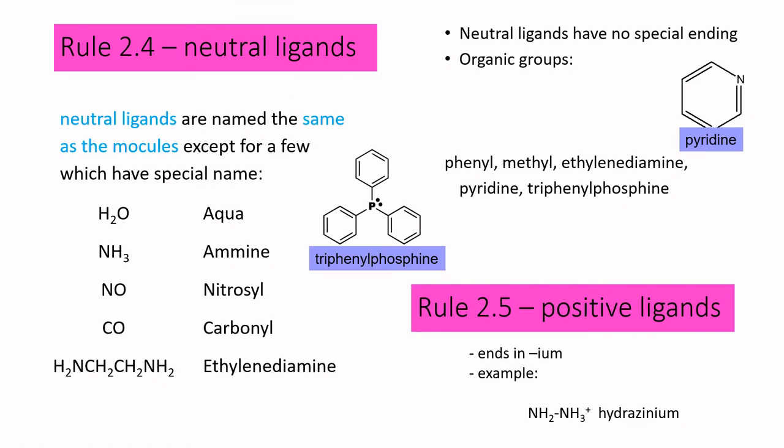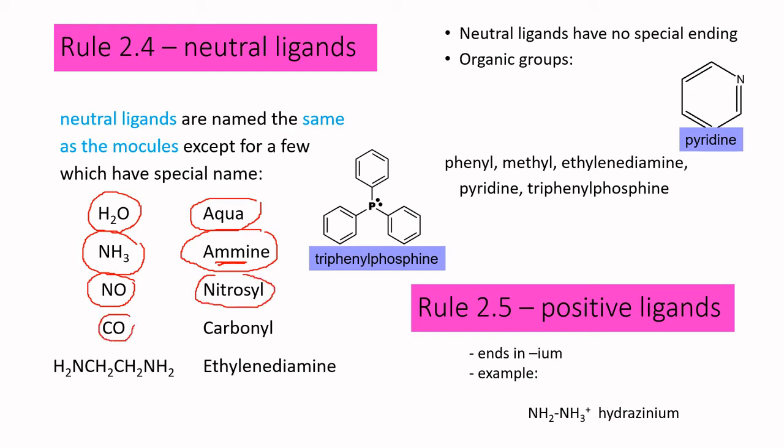Okay, next we go to rule number 2.4, which is the neutral ligands. Neutral ligands are named the same as the molecules, except for a few which have special names. For example, the water molecule, whose special name is aqua. And we have the ammonia molecule, which is named amine. You must note that it has 2 M's in its special name. And then if we have NO, it is nitrosyl. And if we have CO, it is carbonyl. And then we have this bidentate ligand, which is called ethylene diamine. Neutral ligands have no special ending; we just follow the same name as the molecules. And normally neutral ligands are made up of organic groups.